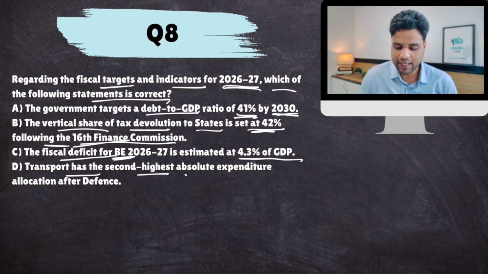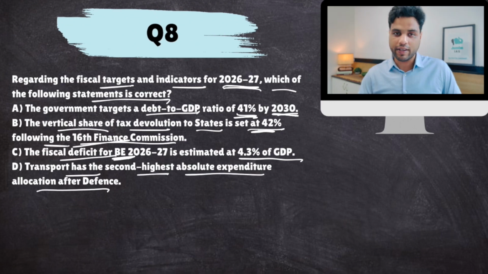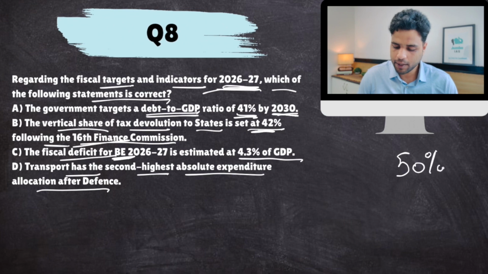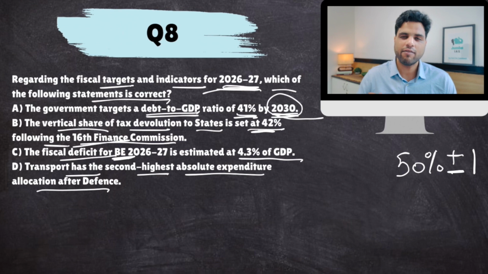Transport has the second highest absolute expenditure allocation after defense. Okay. So as per the budget announcement, government targets debt to GDP ratio at 50% plus minus 1 by 2030. Currently, we have around 60%, more than 60% of debt to GDP ratio. Okay, we need to target it at this. We want to reduce the debt.